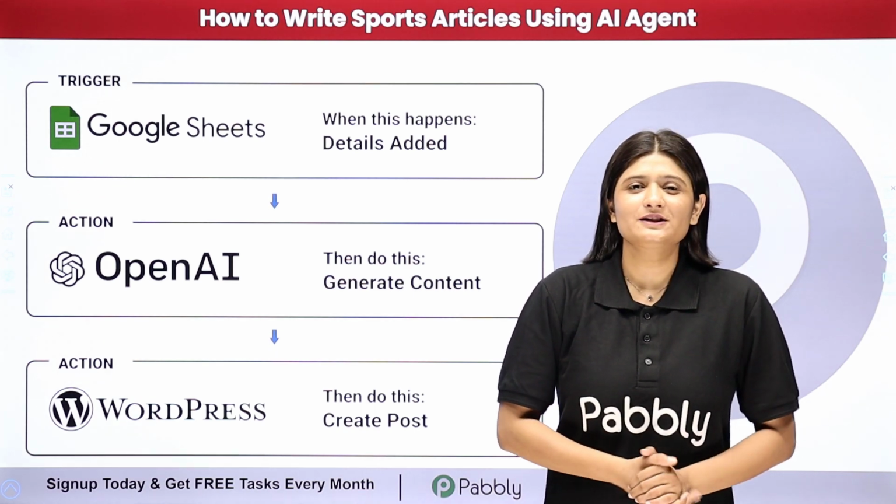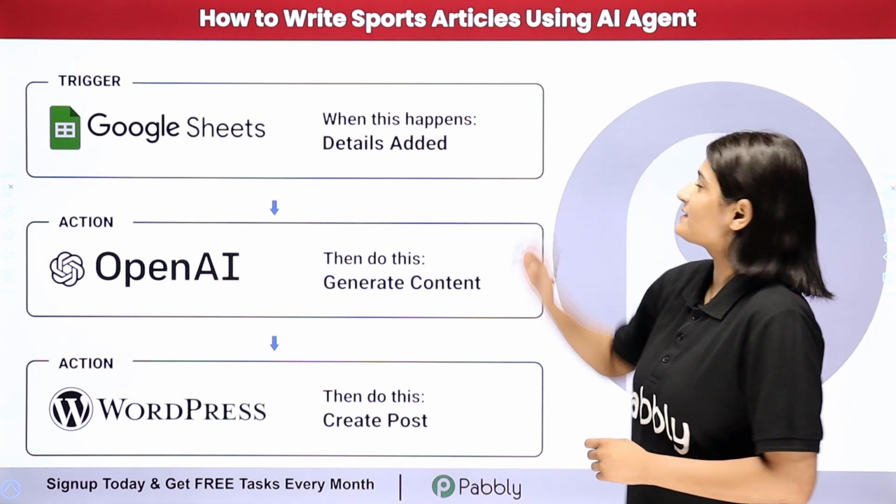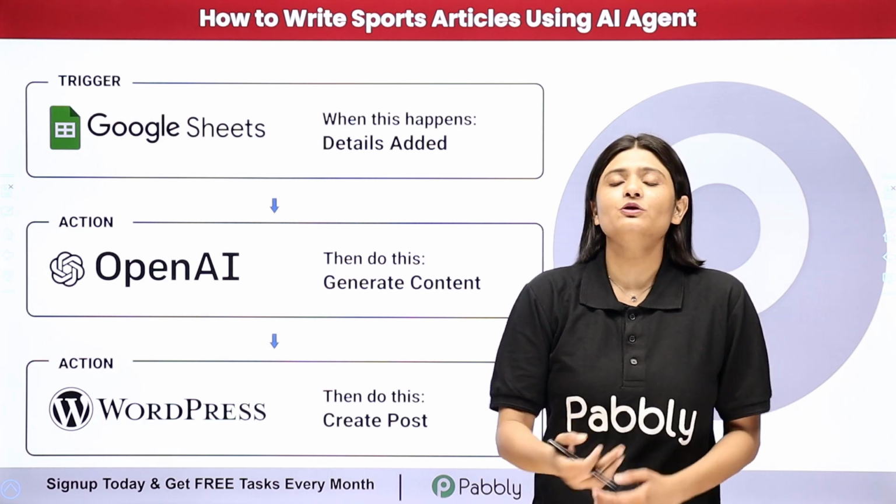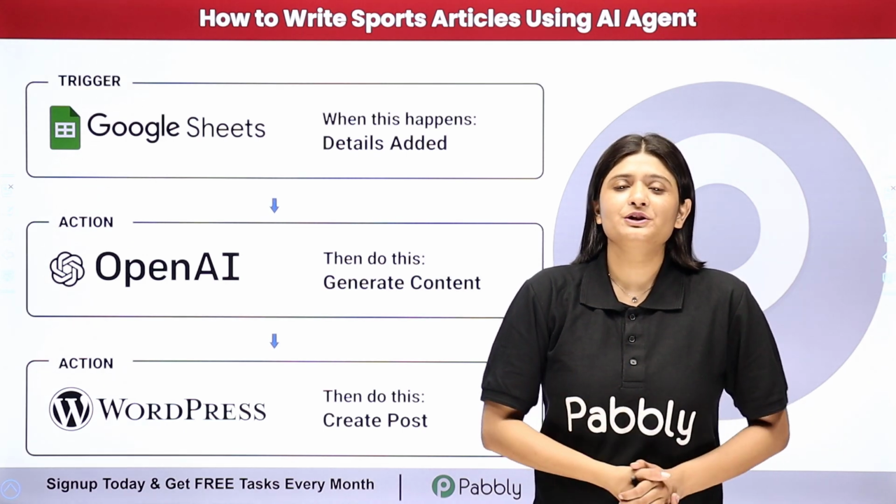In this video, we are going to learn how to write sports articles using AI agent. So let's suppose I'm running local sports news and I want to improve my online presence. For that, I'm going to use Pabbly Connect.